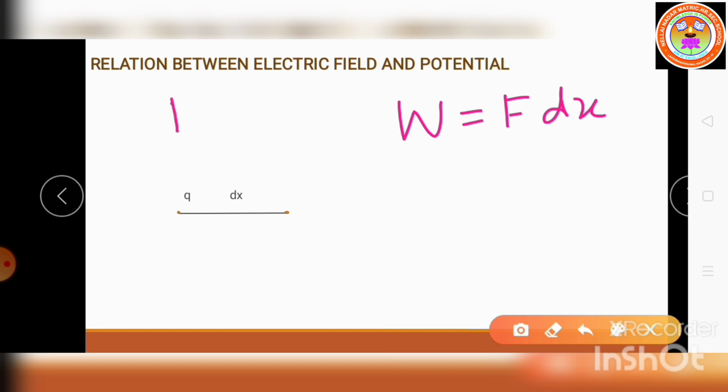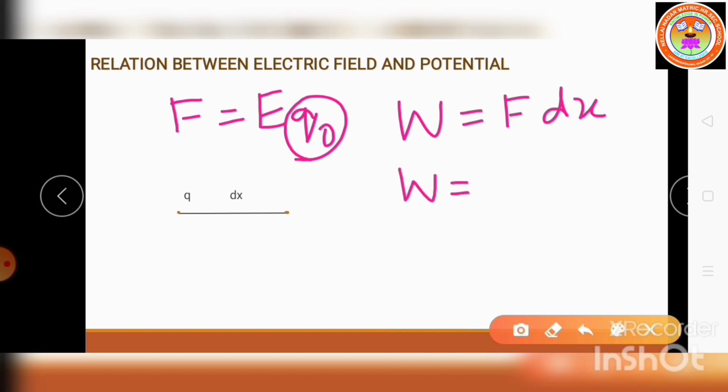We know another formula, F is equal to E into Q naught, where Q naught is the test charge. Here I am moving a unit positive charge, so the value of Q naught is 1. So 1 into E gives E. Since I am moving a small distance dx, I can write the work done as dW. So dW is equal to E into dx.